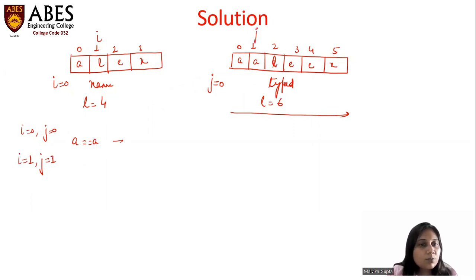Now if you see I is equal to 1, name of I is L. But type of J is what? Type of J is A still. So it is wrong. Right?